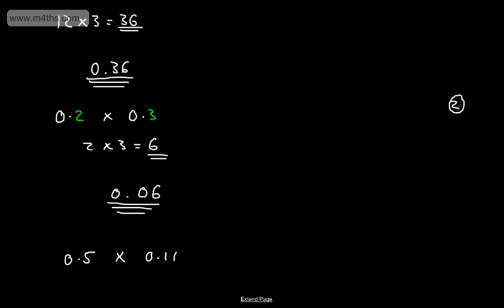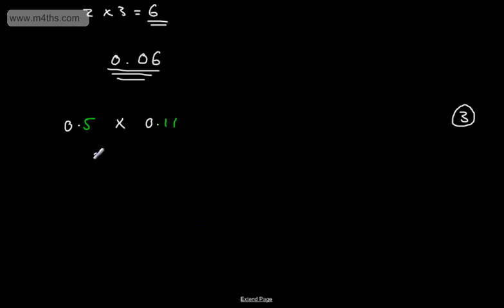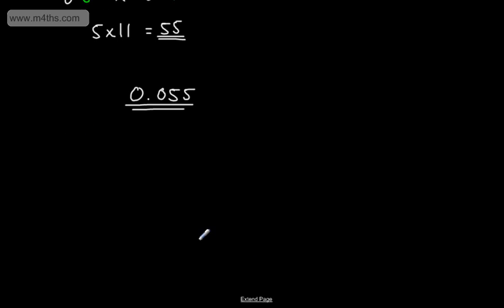Let's take 0.5 and multiply it by 0.11. This time I have 3 digits in total. So I've got the 5, I've got a 1, and then I've got another 1. So if I start with 3, I need to end with 3. We take the integer values and we have 5 times 11. 5 times 11 is 55. So I know that 55 is going to be my answer. I have 2 digits, and I need to end with 3, so we insert the 0 and we end up with 0.055.